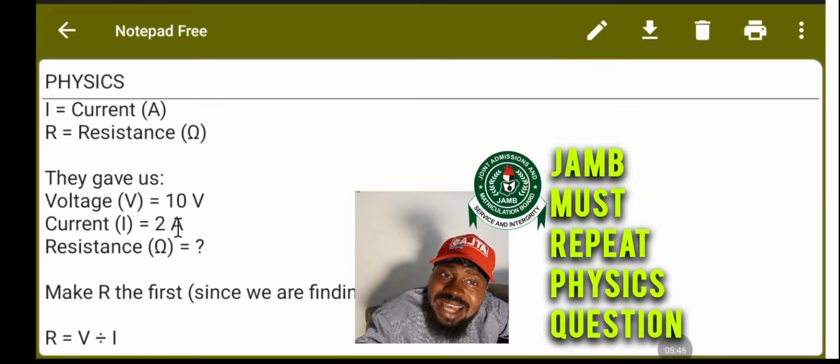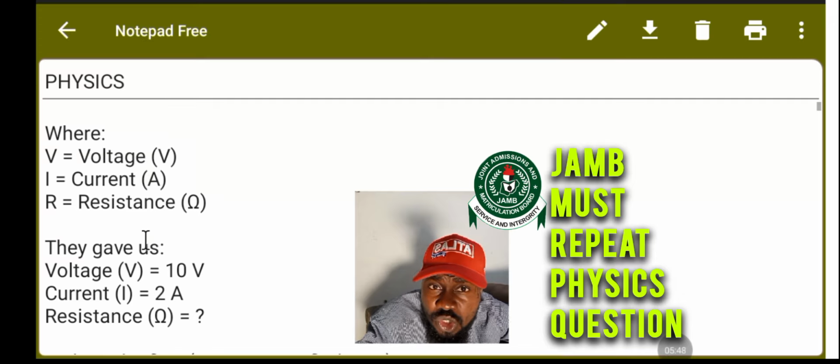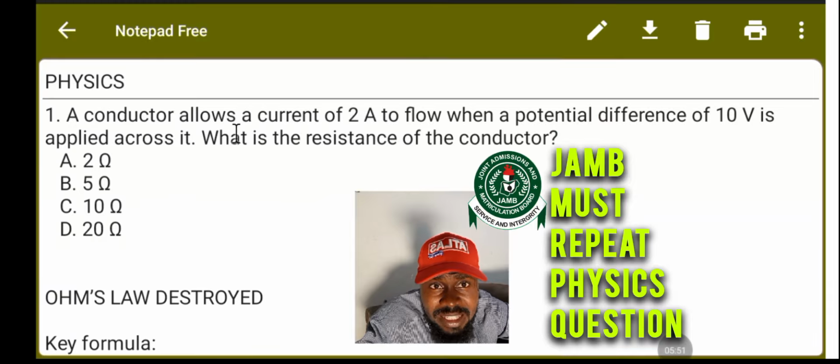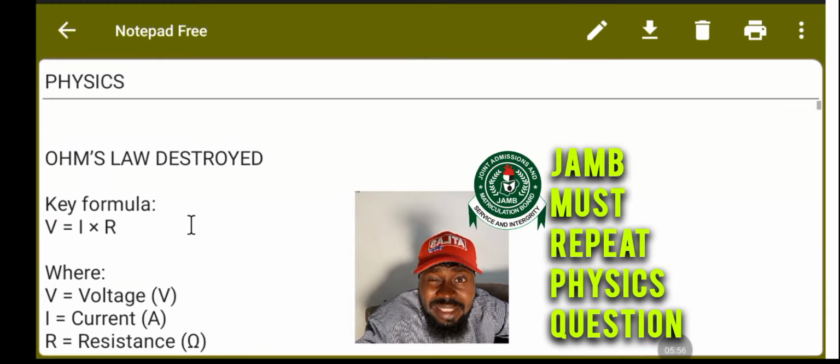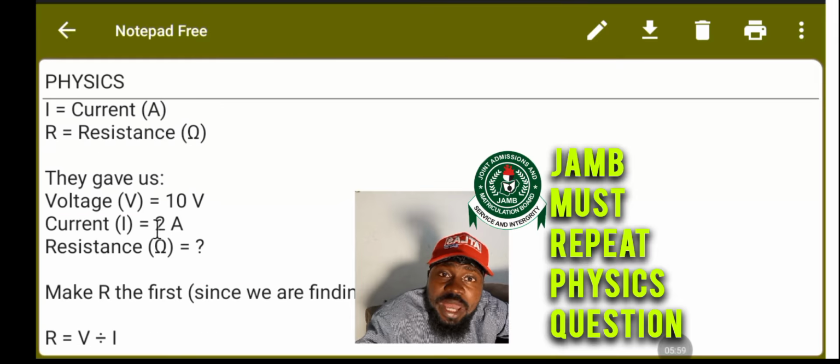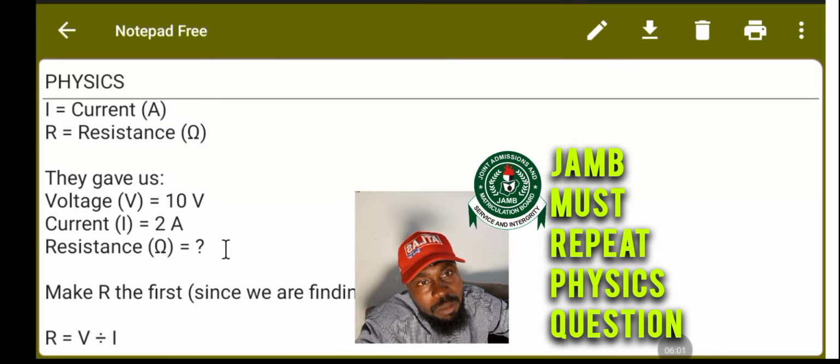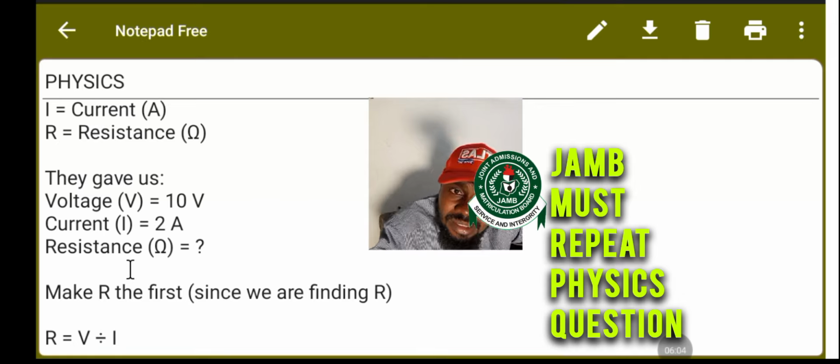And what are we looking for? What did they say we should find in the question? Let's go back to the question and look at what they said we should find. They say, what is the resistance? They said we should find the resistance of the conductor. So we have resistance, question mark. That's what we are looking for.